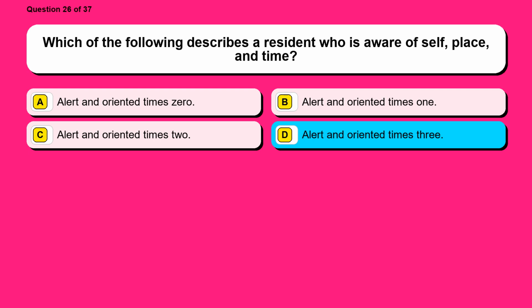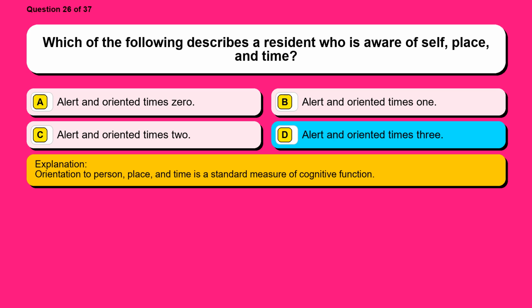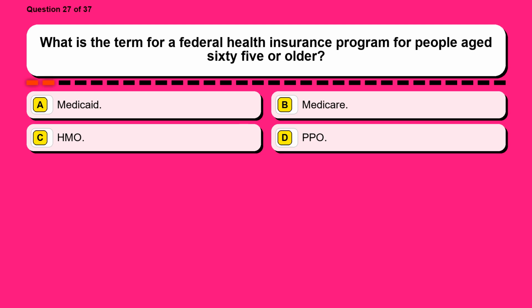The correct answer is option D. Alert and oriented times 3. Orientation to person, place, and time is a standard measure of cognitive function. Question 27. What is the term for a federal health insurance program for people aged 65 or older?